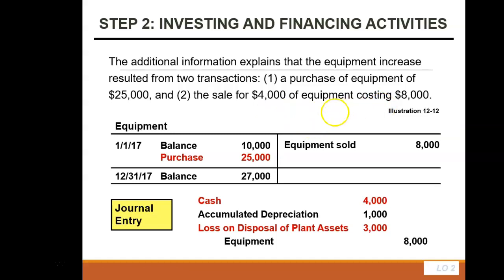So we know a few things. The loss on disposal of plant asset, we recorded that already, a loss of $3,000. Why is it $3,000? Well, because the equipment cost us $8,000. So far, we had depreciated $1,000. So the equipment had a book value of $7,000, cost less depreciation, but we only sold it for $4,000. So that loss of $3,000, we recorded already on the operating activities section of the statement of cash flow.